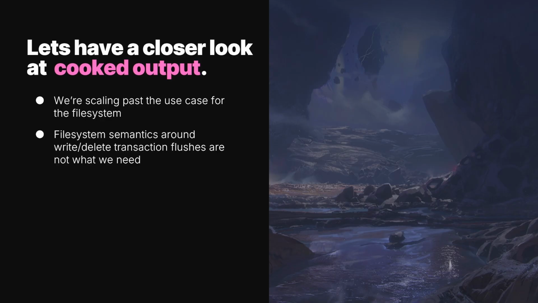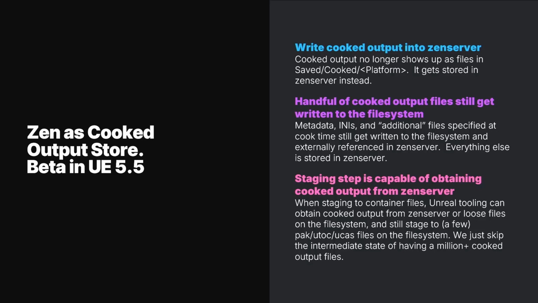Okay, back to the topic at hand, cooked output. So fundamentally what we're seeing is that we're scaling past the use case for the file system, and the file system semantics around read and write transaction flushes, they're not what we actually need.